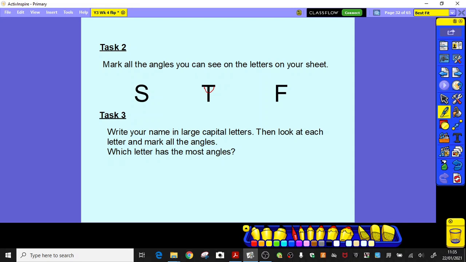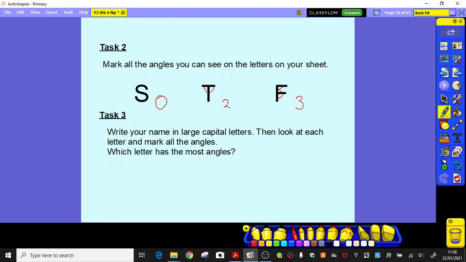And when we're marking an angle, we mark it with a curve because it's showing that the lines have turned away from each other, and that's where the angle is made. And if we have a look at the letter F, can you see some angles on there? How many angles can you see on that one? Let's have a look. Well, there's one angle there, and there's one angle there, and there's one more angle there. So the F has got 3 angles, the T has got 2 angles, and the S has got no angles.